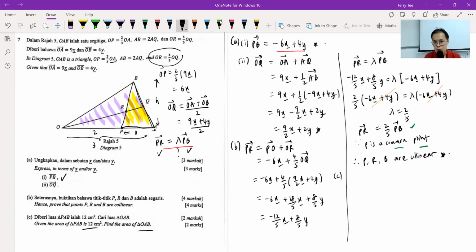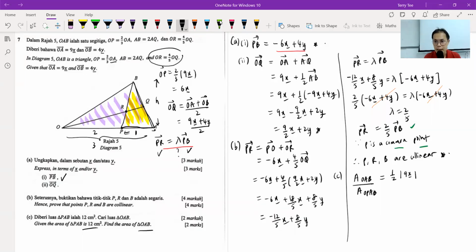So I'm going to use ratio to find the area of triangle OAB divided by the area of triangle PAB. We know for OAB, if you use your base as OA, you can write 9x. But if you want to write 9x, please use magnitude, modulus, because you're finding the length. Don't write it in terms of vector 9x.